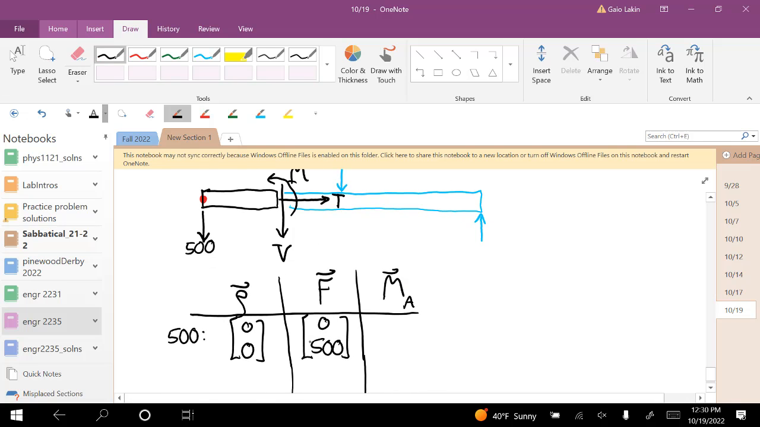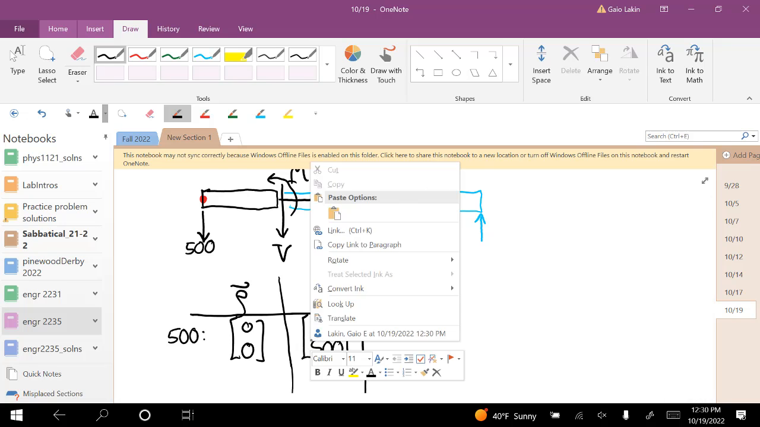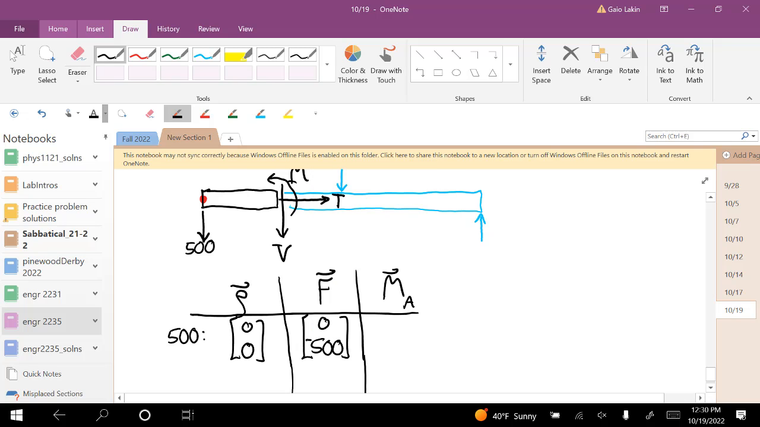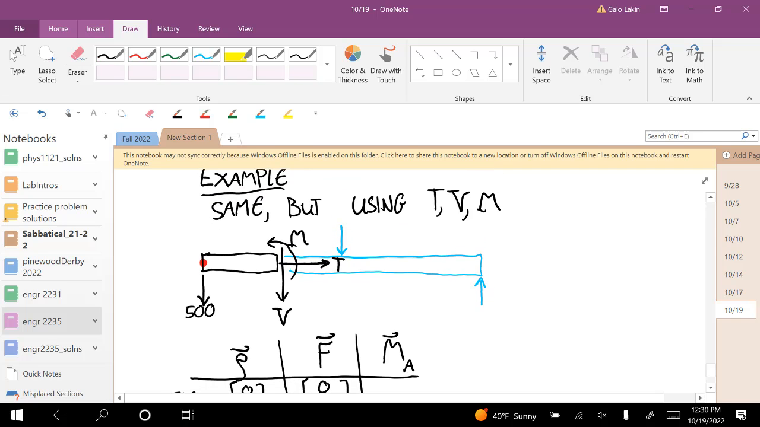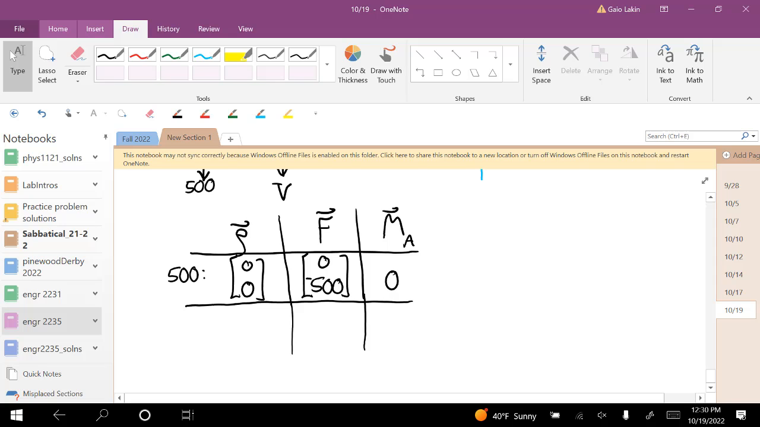So this is negative. And the moment is 0. And now we'll go to the tension. The rho vector is 0.25, 0.